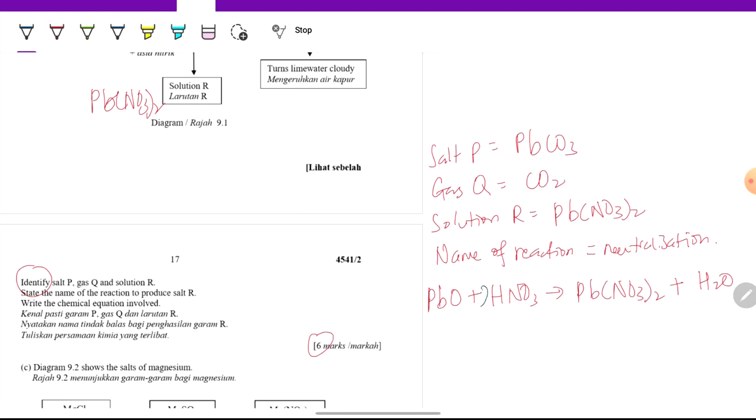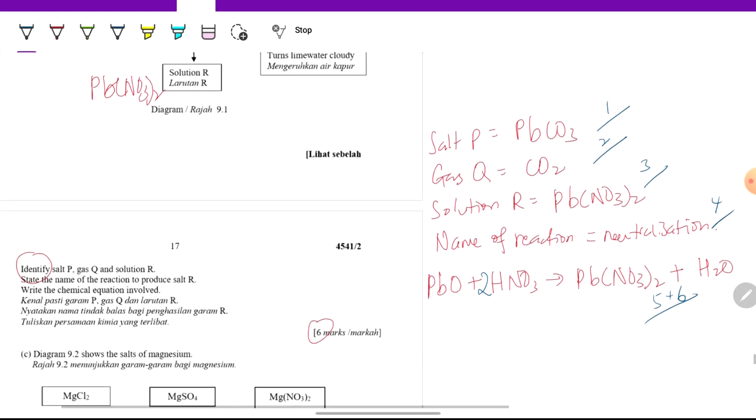Hydrogen, so this one times 2. So let's double check again. Yes, it is balanced. So 1, 2, 3, 4. Then this one 5 and 6. Okay. Correct reactants and products 1 mark. Then balance 1 mark. Okay, so 6 marks here.